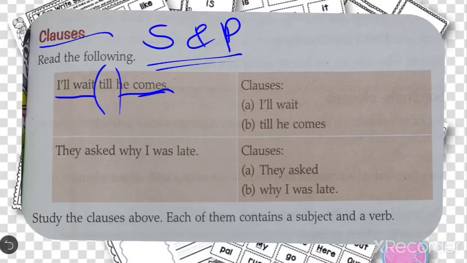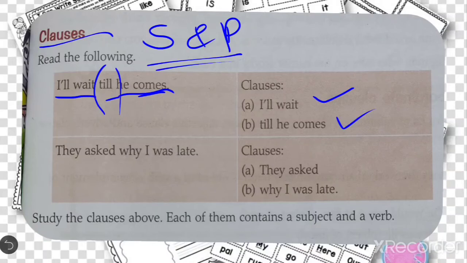I will wait till he comes. So it's a full sentence. But when you remove till, at that time you will not understand the perfect meaning. I will wait. So here there are two clauses. I will wait is one, and until he comes is the other.